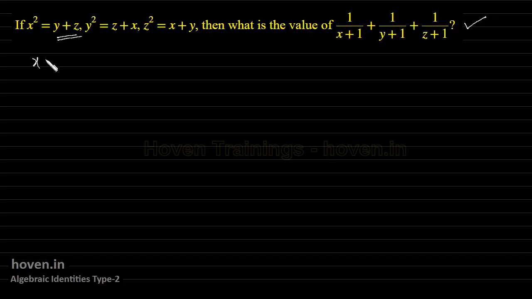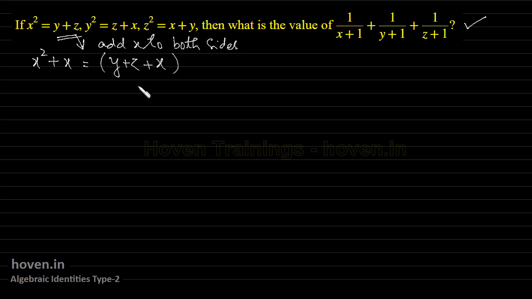So what we'll do is, we'll write it as x square plus x is equal to y plus z plus x. I have added x to both the sides. The whole point is to make something symmetrical, which implies I can take out x common, x into x plus 1 is equal to x plus y plus z.